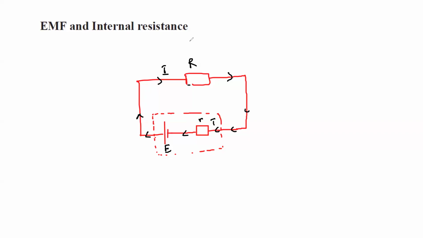If we apply Kirchhoff's second law, according to Kirchhoff's second law, in a closed loop, the total EMF must be equal to the total potential difference, or the sum of EMF, electromotive force, must be equal to the sum of potential difference, or PD. So the EMF of the supply, that is E here.